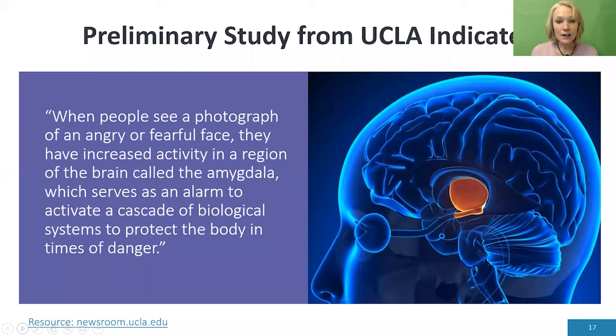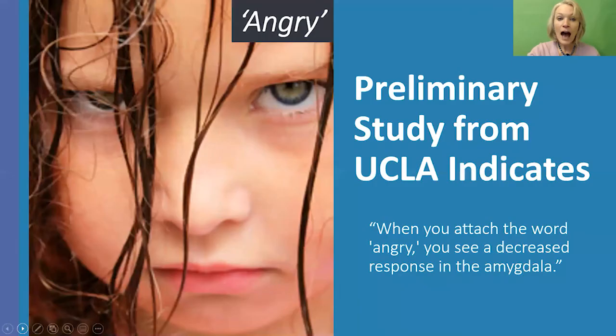And that is the area that's responsible for fight or flight response, right? So you see an angry face and that fight or flight response kicks in. There's increased activity in that area. However, when those same individuals were shown an angry face and it was labeled with the word angry, then another area of the brain actually kicked in. And this was the prefrontal cortex.